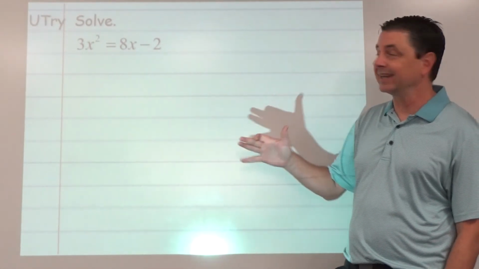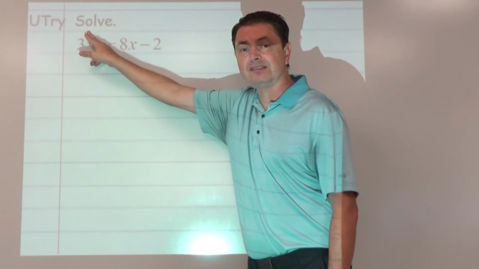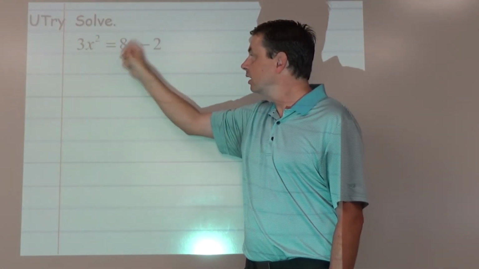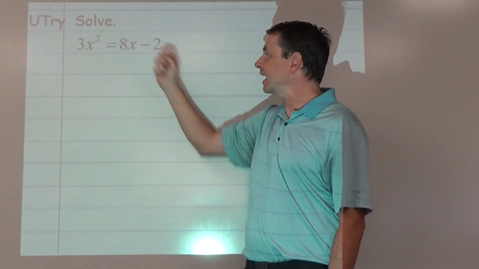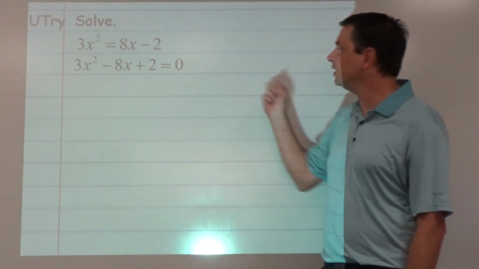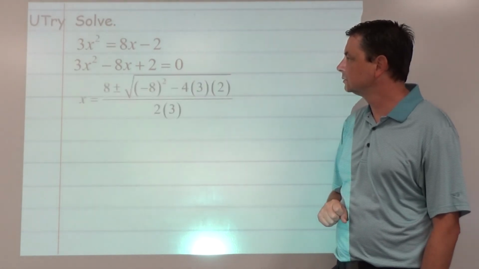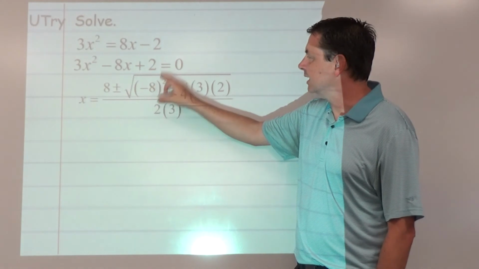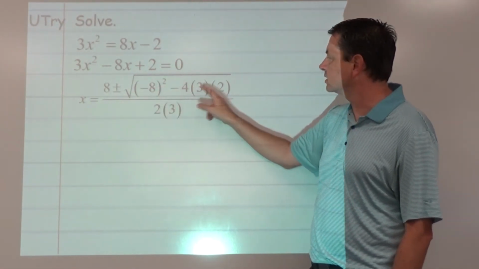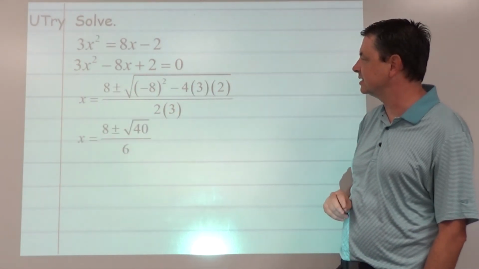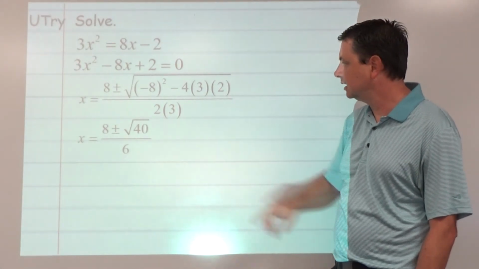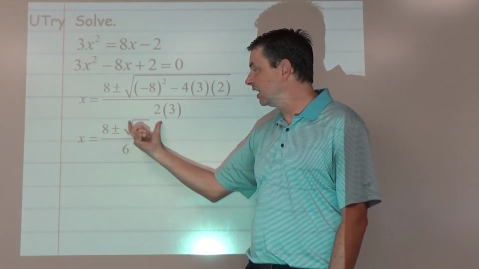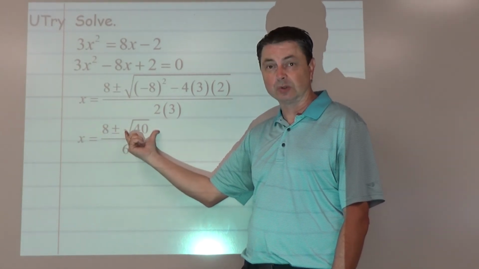And another one that we got to get equal to 0. I do like the positive over here. Let's not mess with this. Let's get the other side to be 0. Minus 8x, add 2, ready for the quadratic formula. Negative 8 squared with the parentheses, minus 4 times 3 times 2 is the square root of 40. 2 times 3 is 6. Don't worry about reducing here yet. It only matters if we can do something with this.